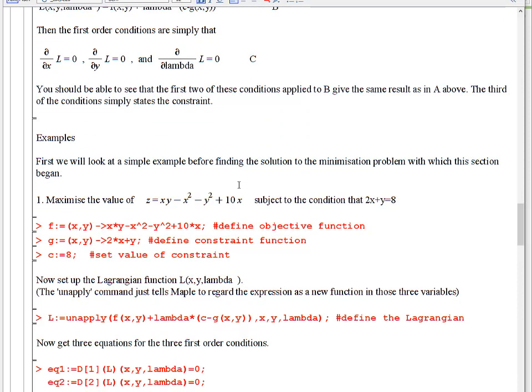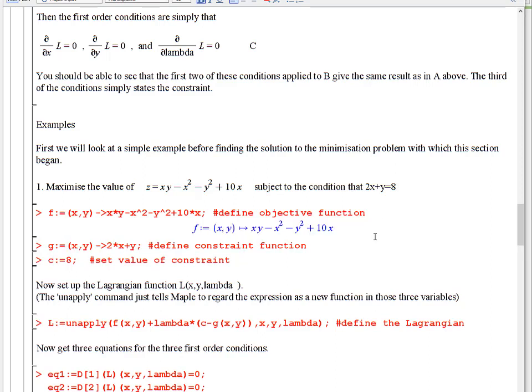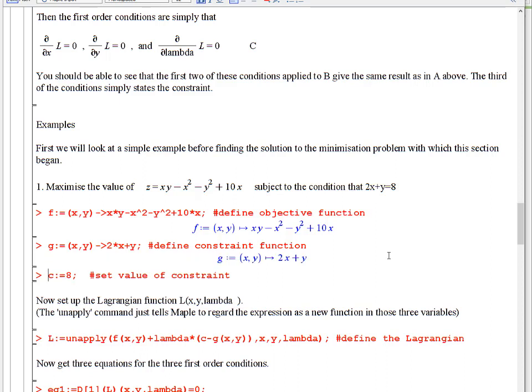Okay, so let's do some examples of this. Before I do the one above, which is quite complicated, I'll just do a simple one, the kind of thing that you're more likely to meet on problem sheets and so on. So let's maximize this subject to this constraint, so it's a linear constraint. First of all, define the objective function, and you notice that the code is again and again the same in Maple because it's just doing the same thing. It's kind of routine. So objective function, the constraint, and the value of the constraint.